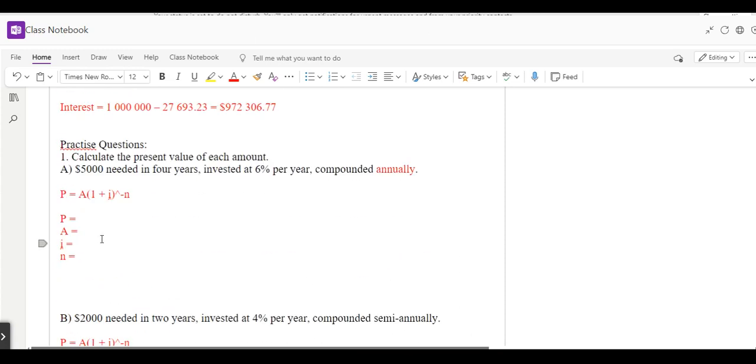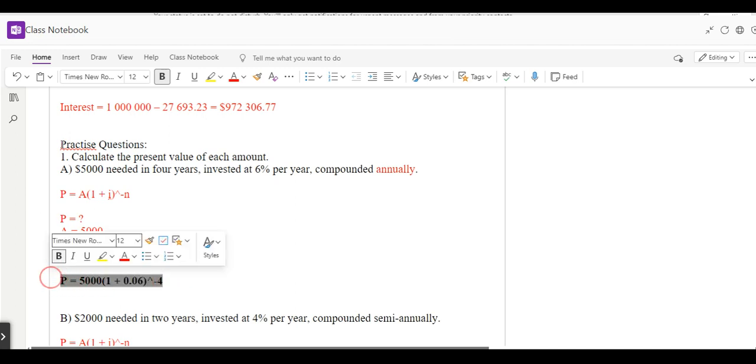Okay, so first one here, 5,000 is needed in 4 years, invested at 6% compounded annually. So our P value is going to be question mark because we need 5,000 in the future. Our I value is going to be 0.06, and our N value, the number of years, is going to be 4. And so P will be equal to 5,000 multiplied by 1 plus 0.06 to the power of negative 4. Now, we don't need to multiply or divide our I values because since it's annually, that means once.